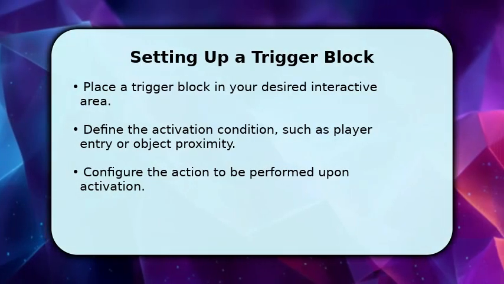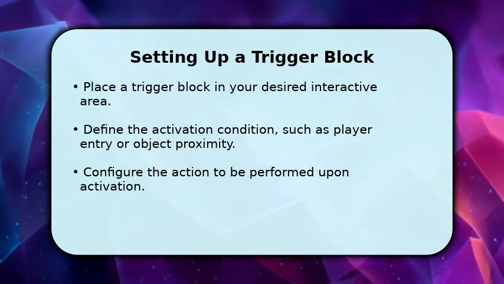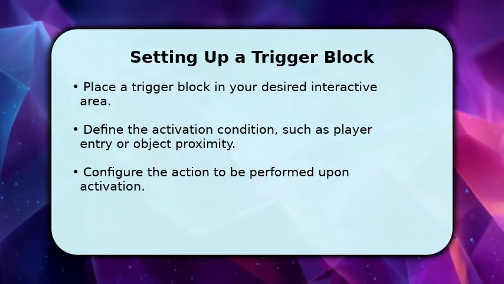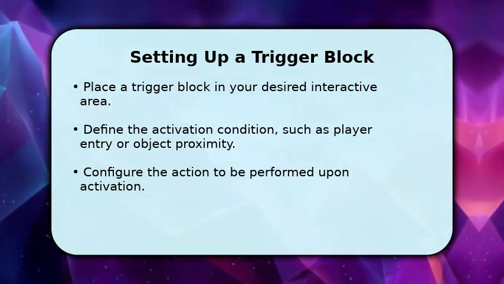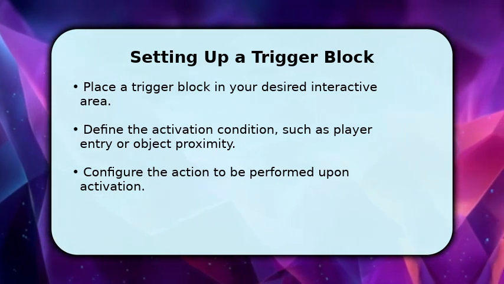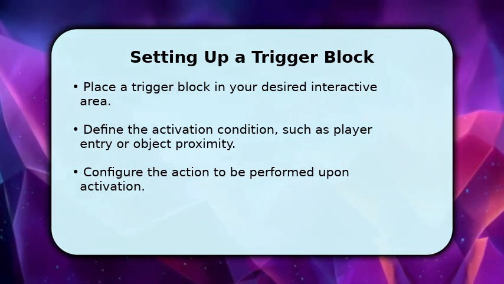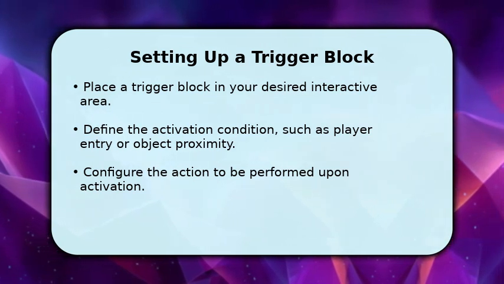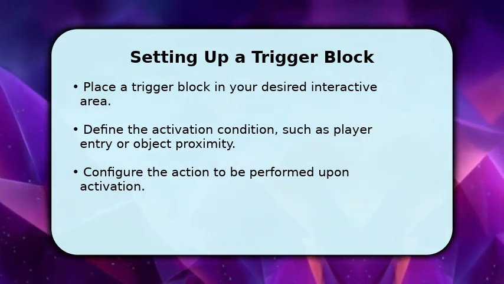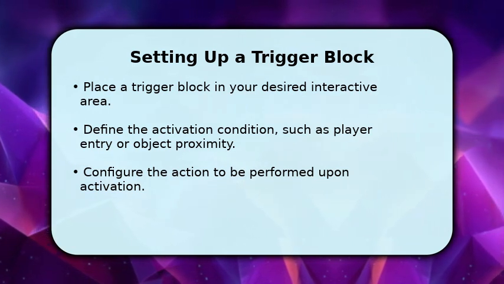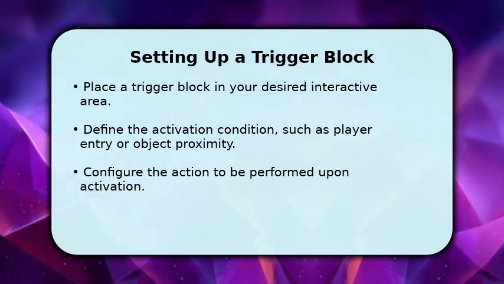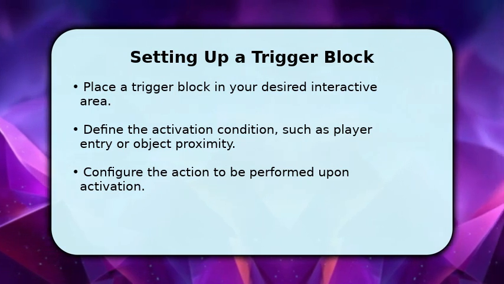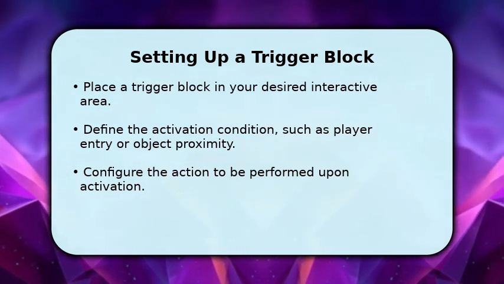Setting up a trigger block is quite straightforward. First, you'll want to place the trigger block in the exact location where you want an event to occur. Next, you'll define its activation condition. This could be when a player enters its volume, or when a specific object comes within a certain distance, perhaps 5 units. Finally, you'll link an action to this trigger, telling it what to do once activated, like opening a door or playing a sound effect.